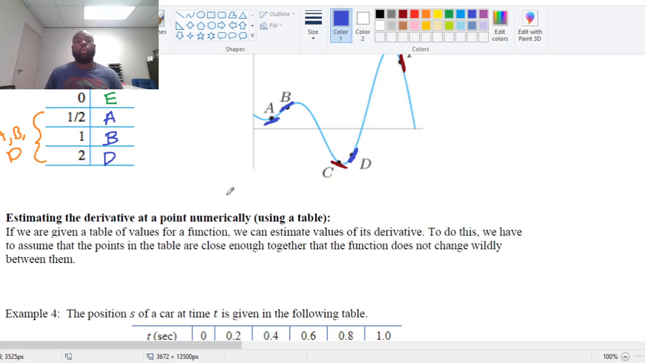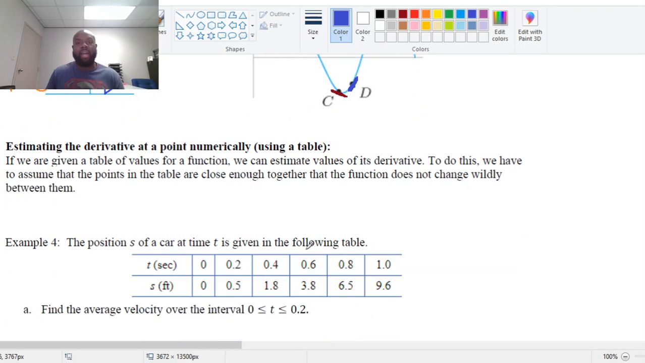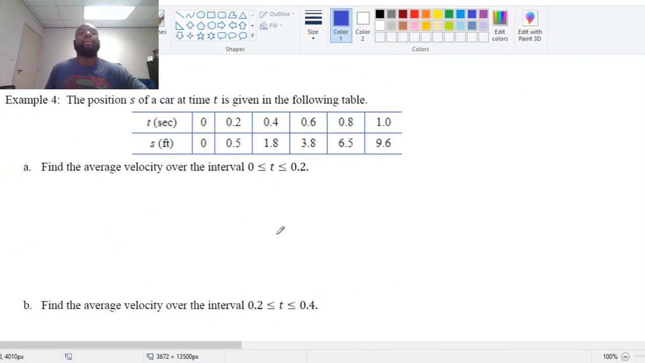So with a table of values, I'll be honest with you, average rate of change and instantaneous rate of change are going to be calculated exactly the same way. So it's going to look exactly the same, but we're going to be thinking instantaneous rate of change. What we're going to do is look at this example where we calculate average rate of change and then use the average rate of change in order to get the instantaneous rate of change. We have the position s of a car at time t given in this table here.